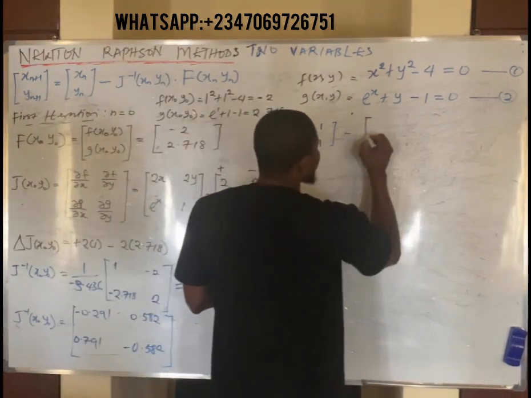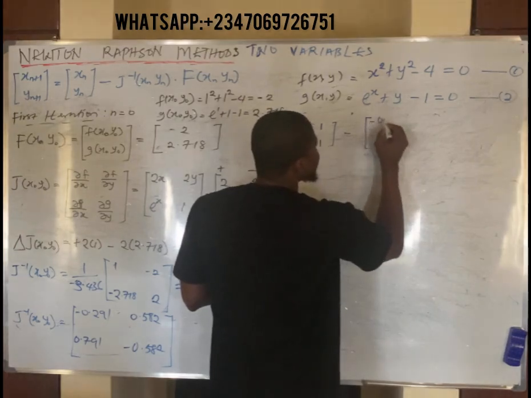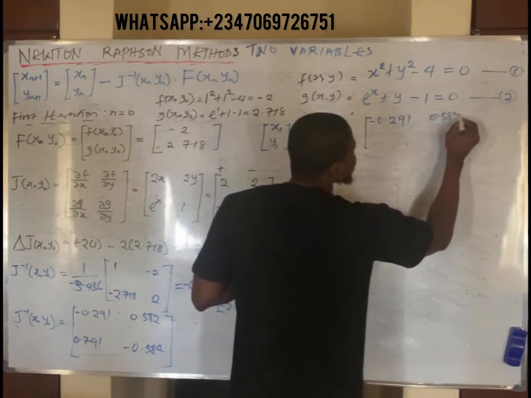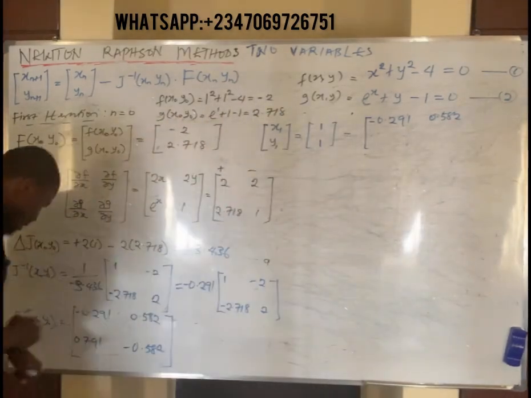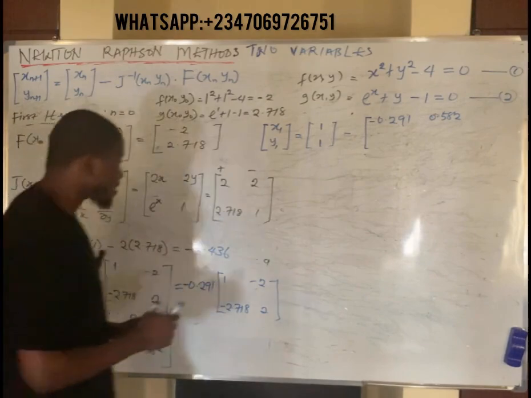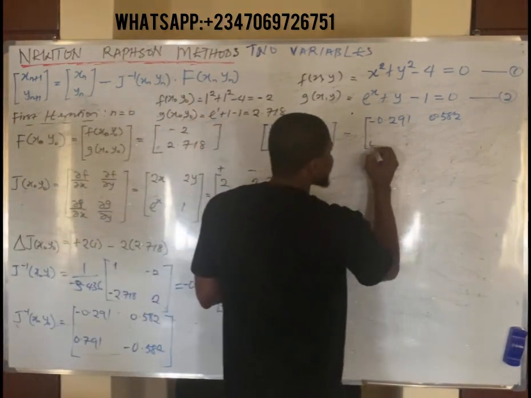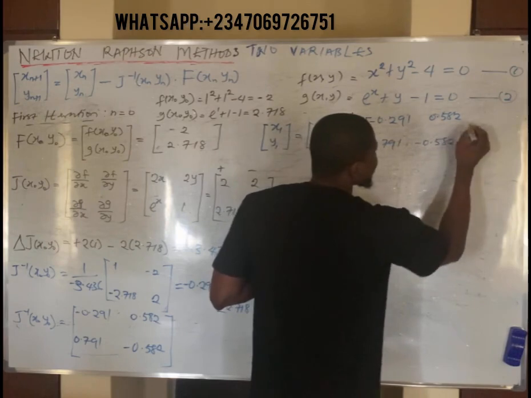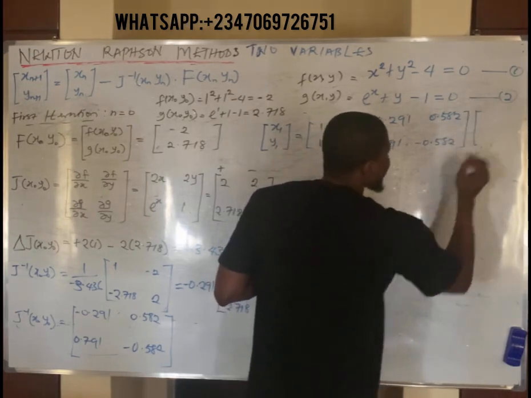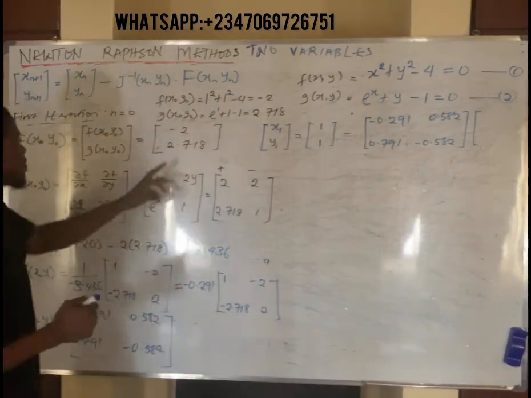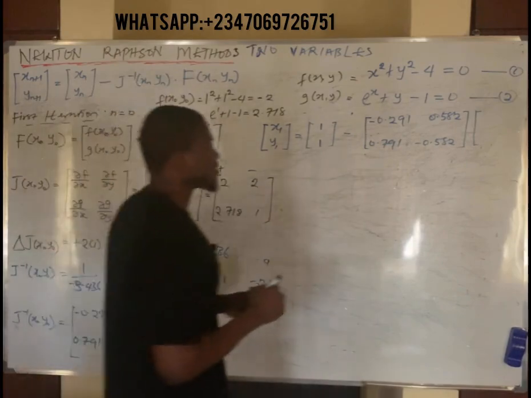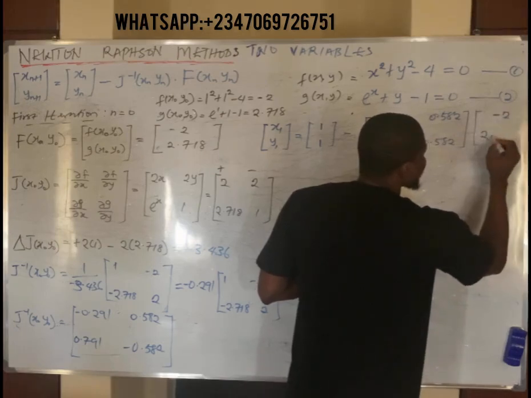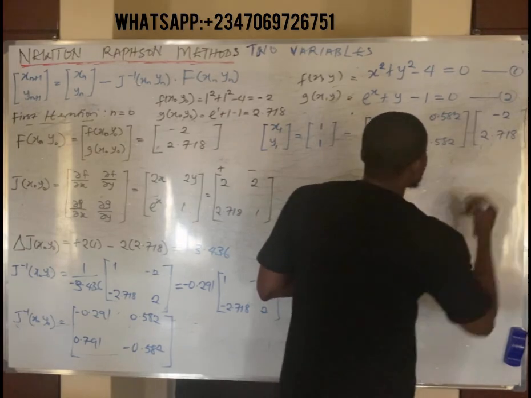So we have negative 0.291, 0.582. Then down here we have 0.791, negative 0.582. This multiplies by the matrix of the function, negative 2 and 2.718. So we have negative 2 and we have 2.718. You simply have this.